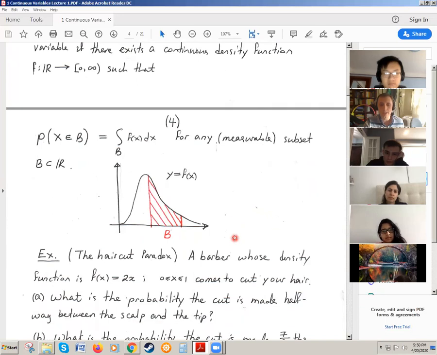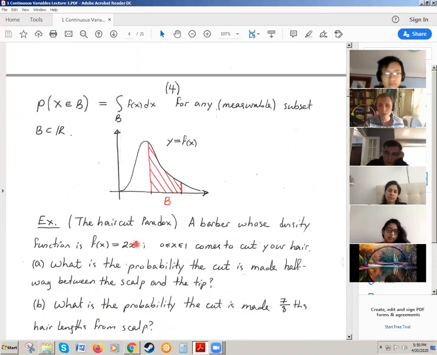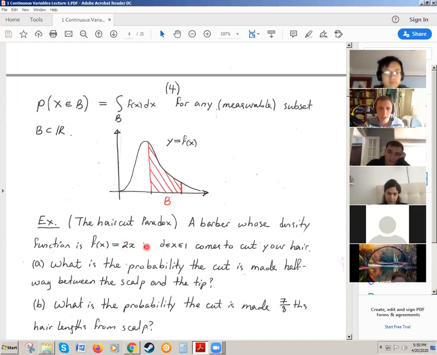So here is that question, right? Suppose that you go to that one barber whose density function happens to be 2x, so 2x over the interval from 0 to 1. So basically, if you give this barber one strand of your hair, the barber will cut it with a density function f of x equal to 2x. That density function determines the likelihood he cuts it at a particular point. Okay, so then I have the following questions for you. What is the probability that a particular hair that you present him will be cut halfway in the middle?